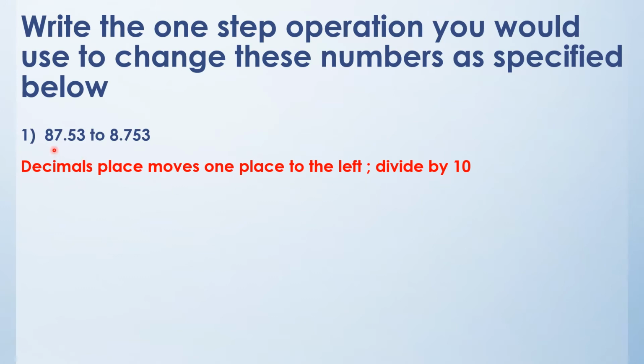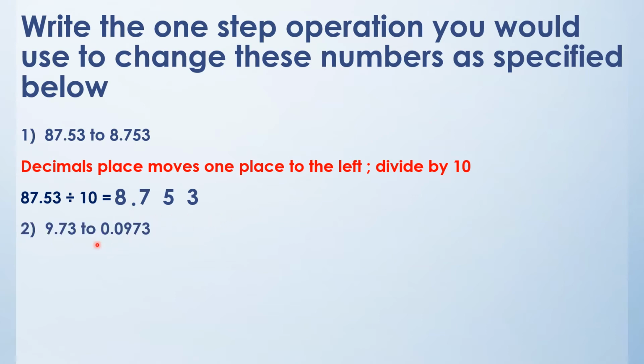So let us divide this 87.53 by 10. When we divide by 10, we can write it like this. We will write 8753 and we will move this decimal point by one place. So earlier it was here and now it will be here. So the point will be here, 8.753.